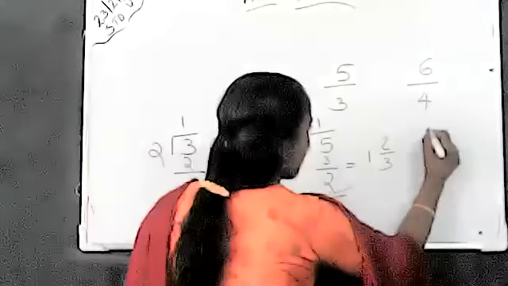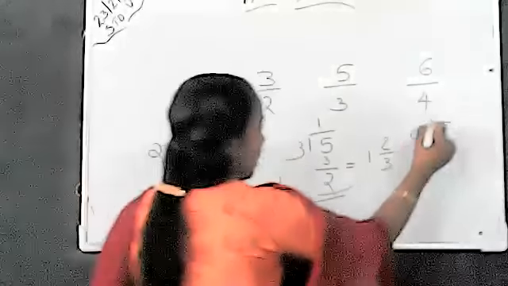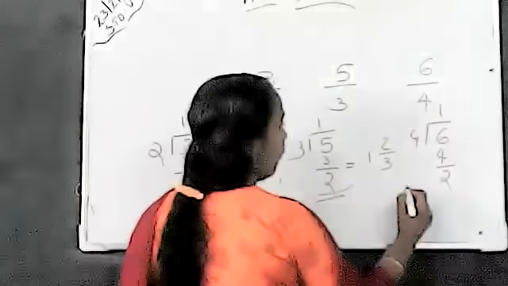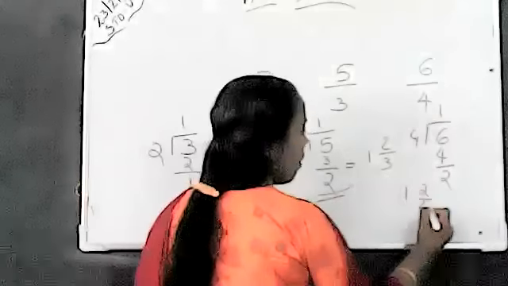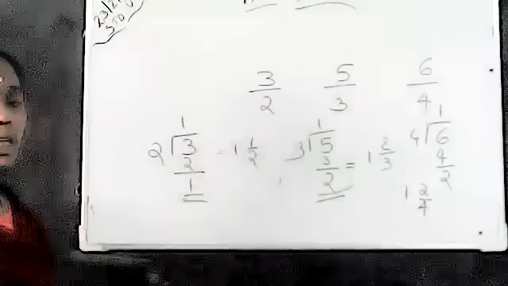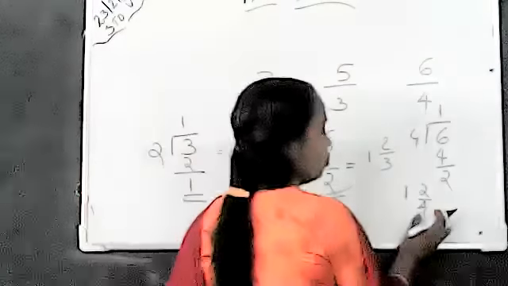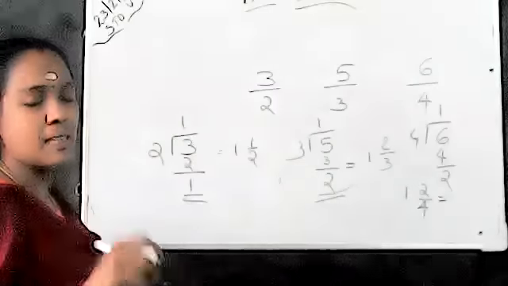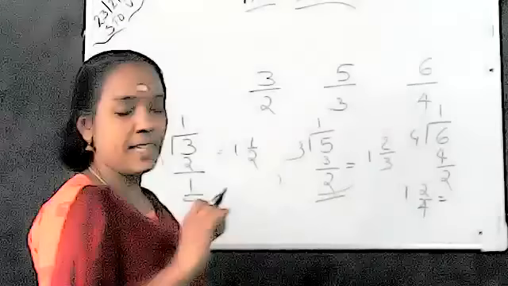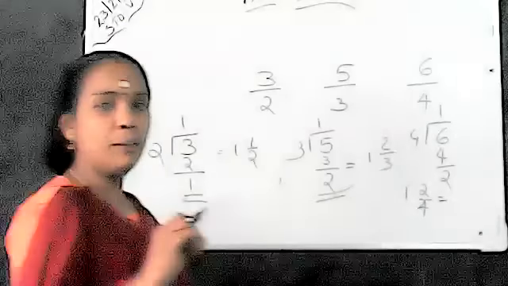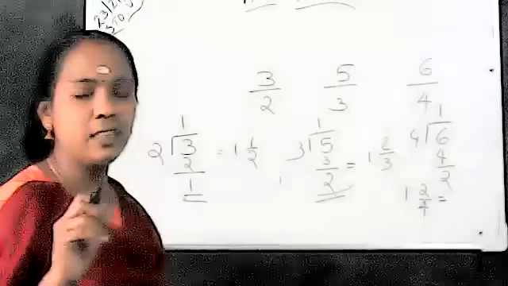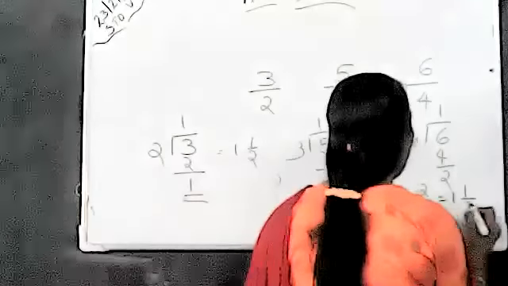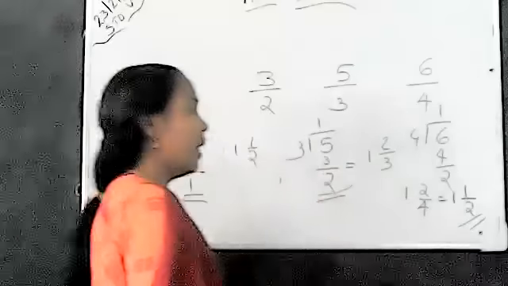Next one again, 6 by 4. 6 divided by 4. How many times? 1 time, 1 into 4 is 4, balance 2. What is the fraction? 1 and 2 by 4. In this case, that fraction must be converted again to the simplest form. 2 by 4: which is the common factor? 2, in the 2 and 4 tables. So the answer is 1 and 1 by 2.